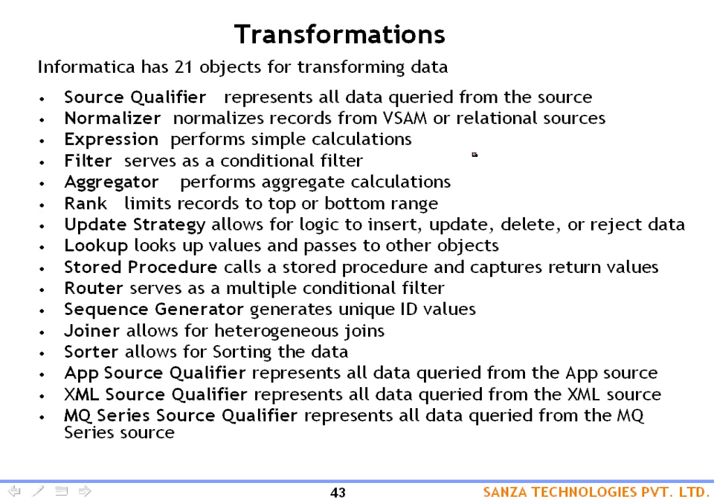Application source qualifier, when your source is an application like SAP systems, Oracle applications. If your source is an XML, then you use XML source qualifier. If your source is MQ series, which is a product of IBM, then you use MQ series source qualifier. So these are the different transformation objects which Informatica provides you. We will discuss each one whenever required. So the transformations are the objects to perform different transformations of data.